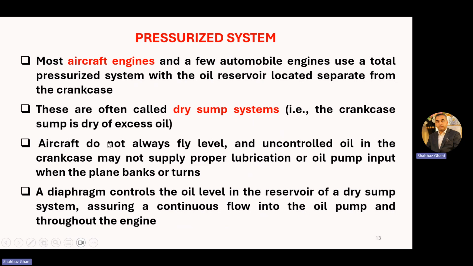Aircraft do not always fly level, as we know, and uncontrolled oil in the crankcase may not supply proper lubrication or oil pump input when the plane banks or turns. So you need to have some pressurized oil flow system. A diaphragm controls the oil level in the reservoir of a dry sump system, assuring a continuous flow into the oil pump and throughout the engine. So we need some specific arrangement to cater for this gradient in the flight.